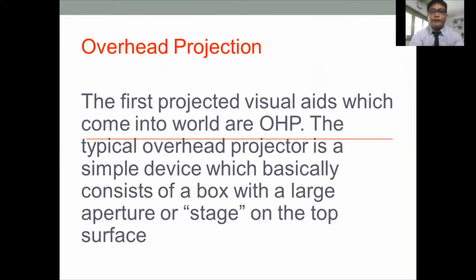The typical overhead projector is a simple device which basically consists of a box with a large aperture or stage on the top surface. This device makes use of transparency, which is later called acetate, an individual sheet of transparent film, and overlays, sheets of transparent film.